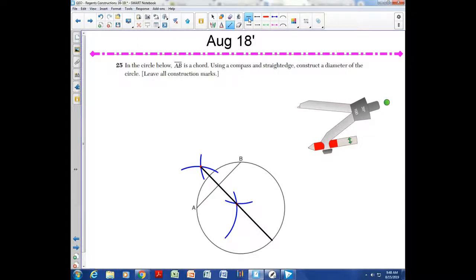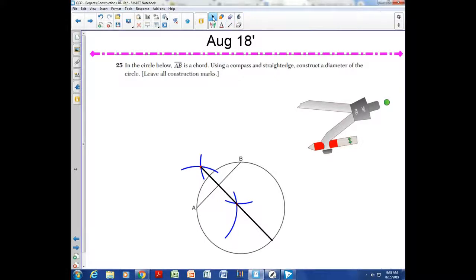Now, once I've done that, I am going to go back and reread the instruction, make sure they didn't want me to label anything, because that's the most important part of a construction, that you complete it in exactly the way they're asking. They don't ask me to label anything.